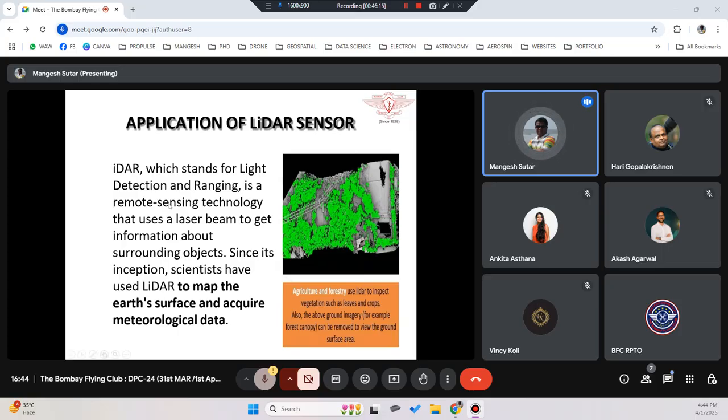Okay, so earlier LiDAR was used on the satellite, but because of the drone, now you can put LiDARs on the drone. But LiDARs are very expensive sensors. Okay, they are very expensive compared to our normal RGB or thermal. So you will not see many drones with LiDAR. There are only a couple of them.